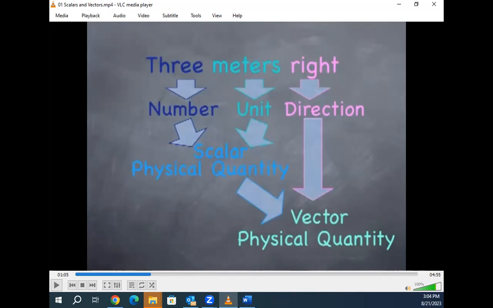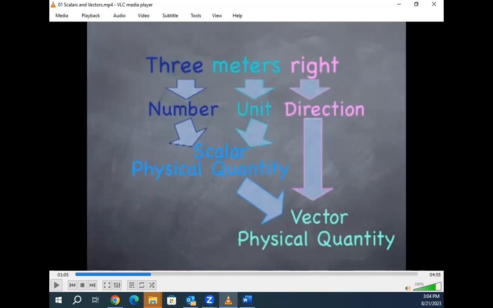Now, if you do include the direction, sometimes the direction is specified, sometimes it's implied, then you have a different kind of quantity called a vector quantity. And this is actually our main focus the rest of today. I'll flip back and forth between the two, but I really care about vectors today. So vectors have not only magnitude, but also a direction. Like 3 meters to the right. Now we're not talking distance, but displacement.